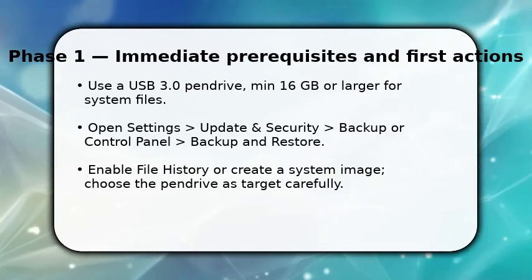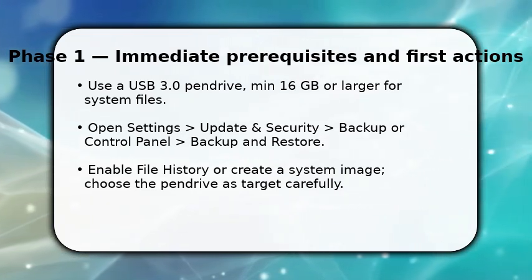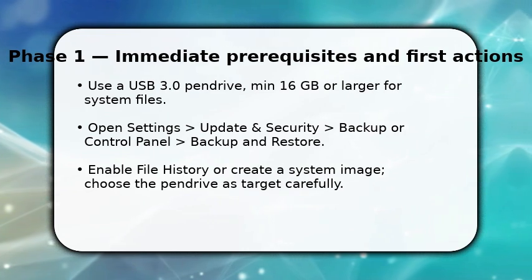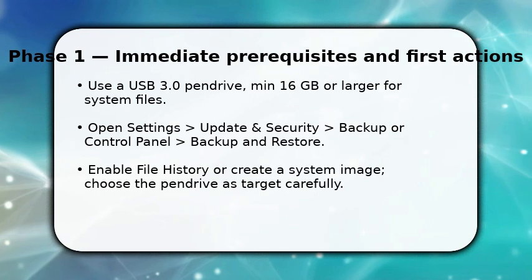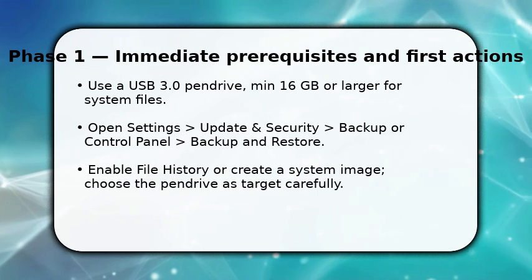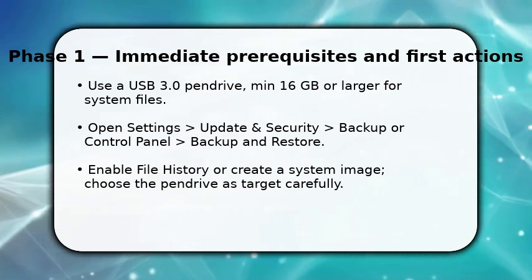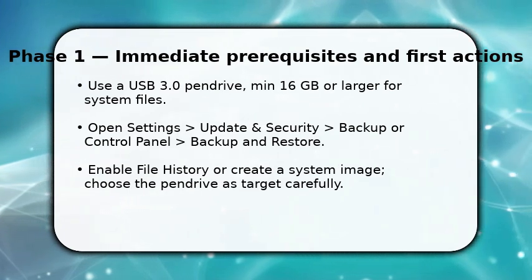You begin by inserting a fast USB pen drive. Make sure it is 16 GB or larger and empty. Open Settings, then Update and Security and select Backup. Alternatively, use Control Panel Backup and Restore. Once there, choose File History for files or create a system image to copy Windows. Select your pen drive as the destination and confirm.